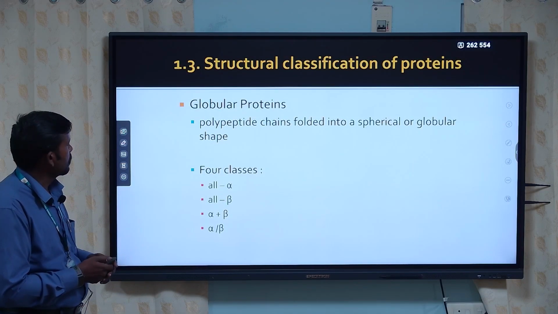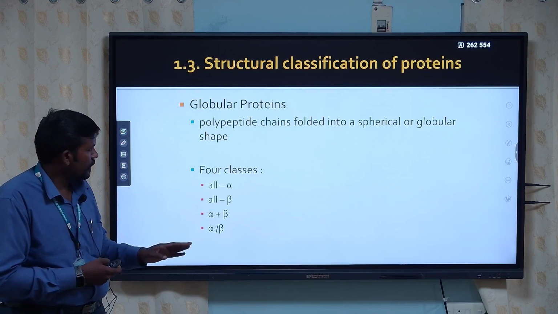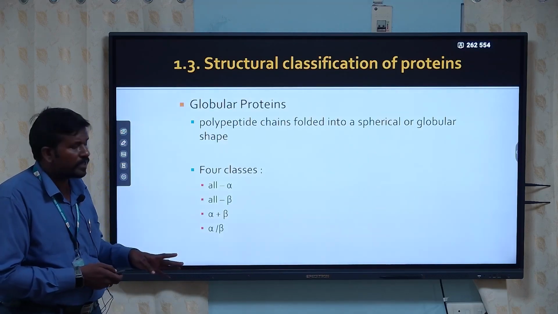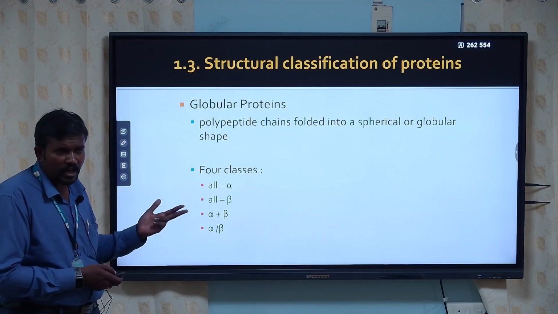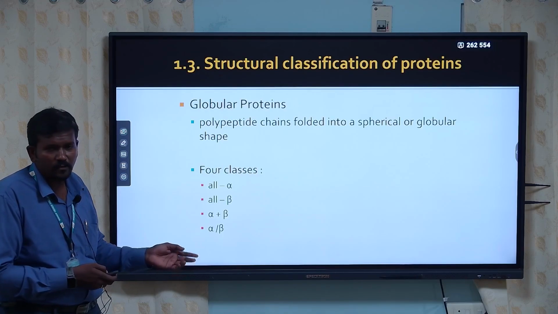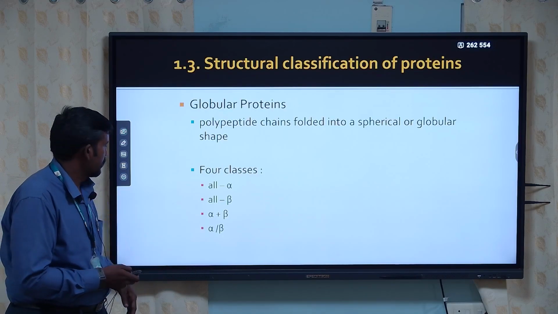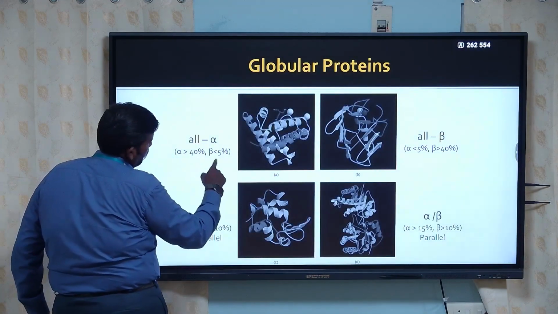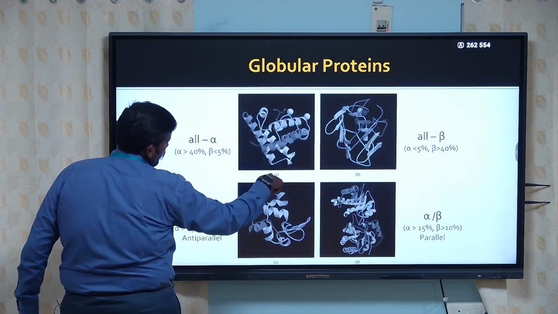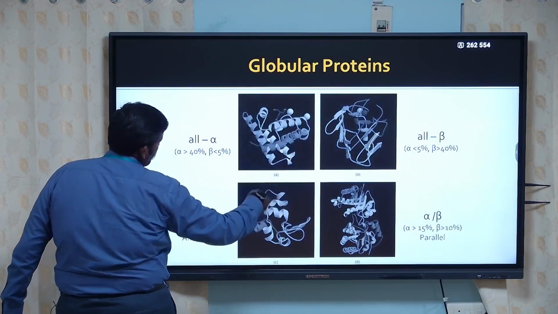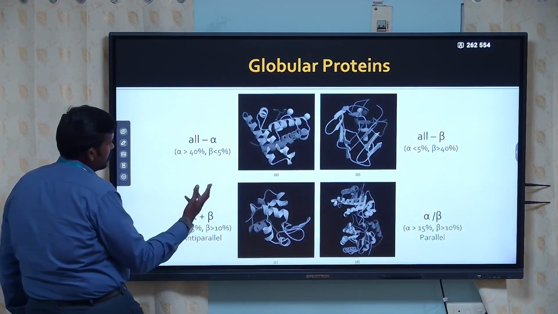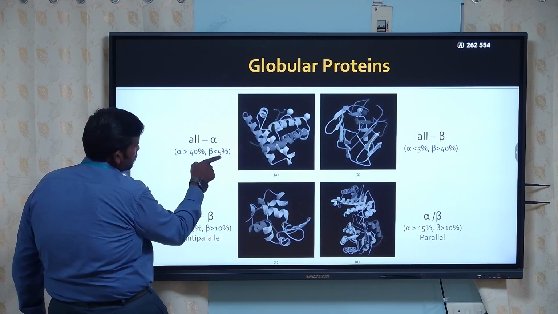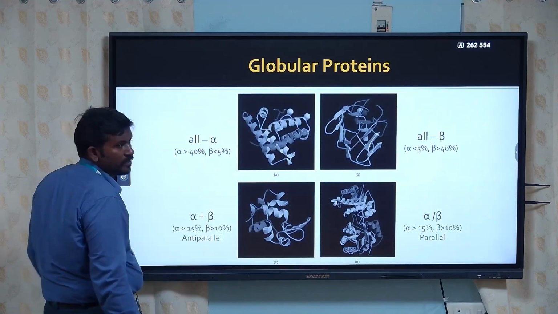Then the next one is the globular protein. In globular proteins, the polypeptide chains are folded into a spherical or globular shape. There are 4 types of globular proteins: all alpha, all beta, alpha plus beta, and alpha or beta. Here you can see the structures clearly. This is the all alpha protein. It has only helices and doesn't have any sheets. The alpha helix content is more than 40%, and the beta sheets are less than 5%.